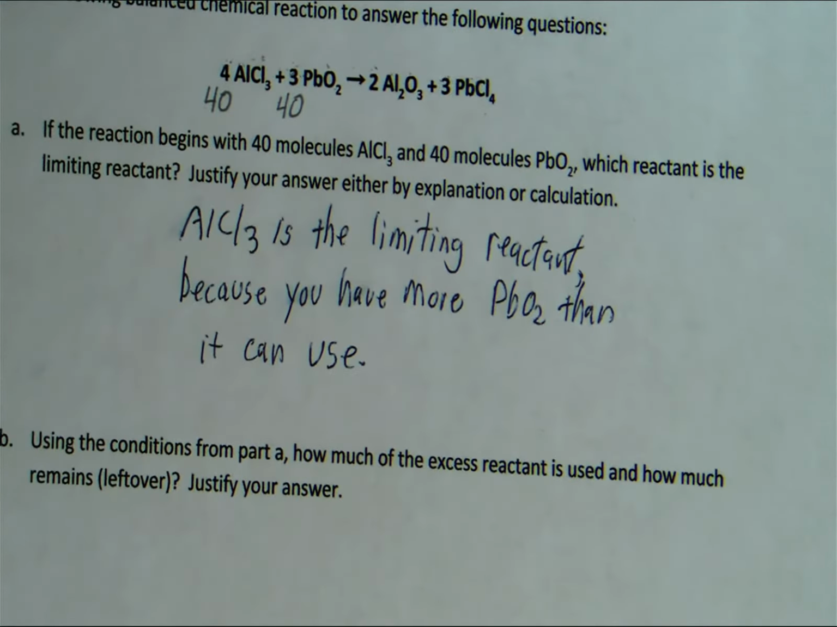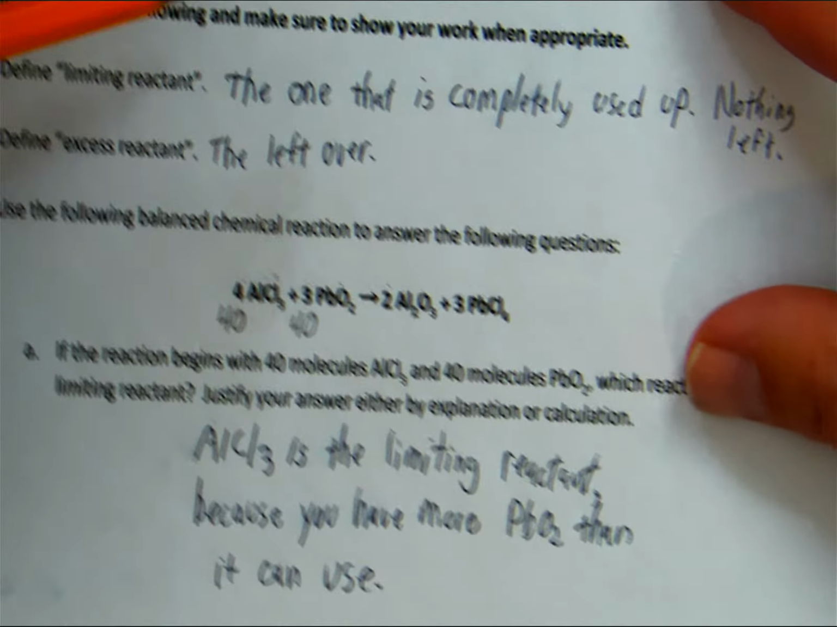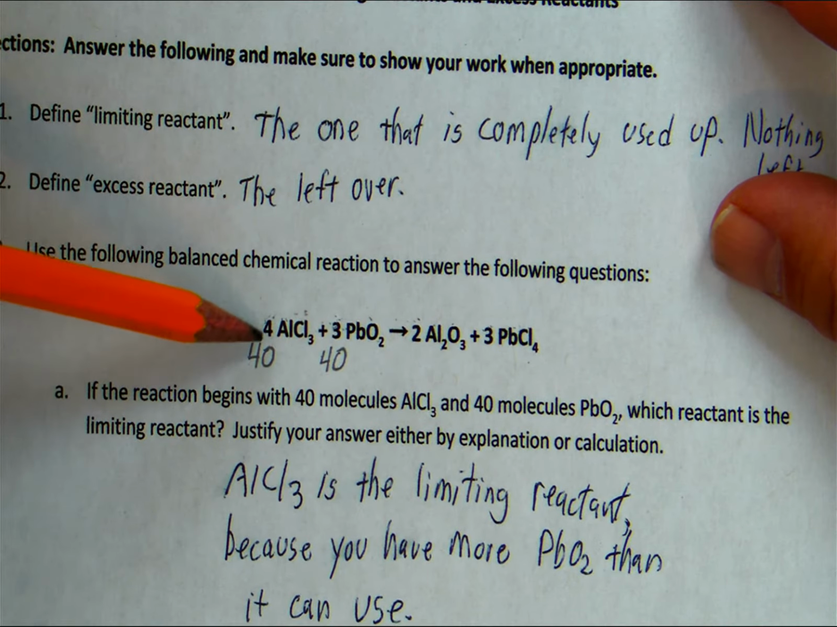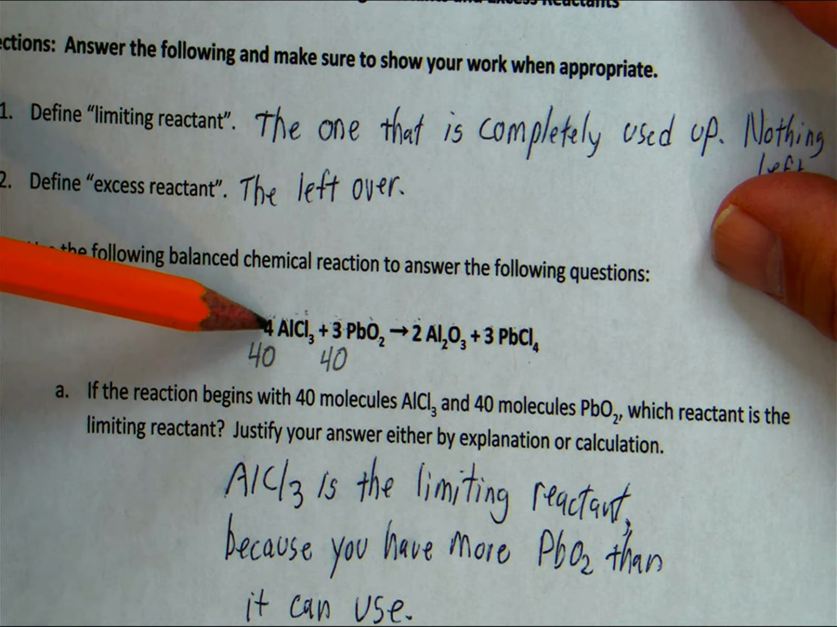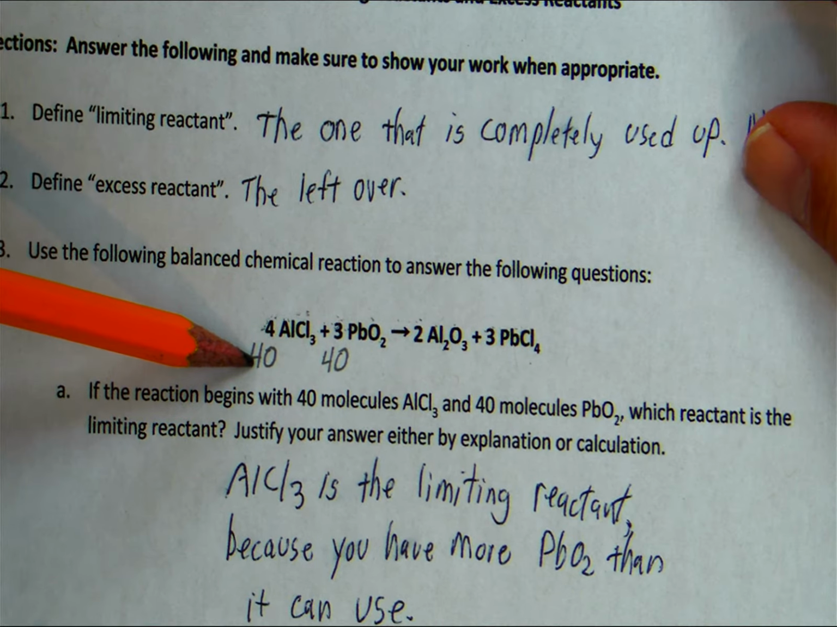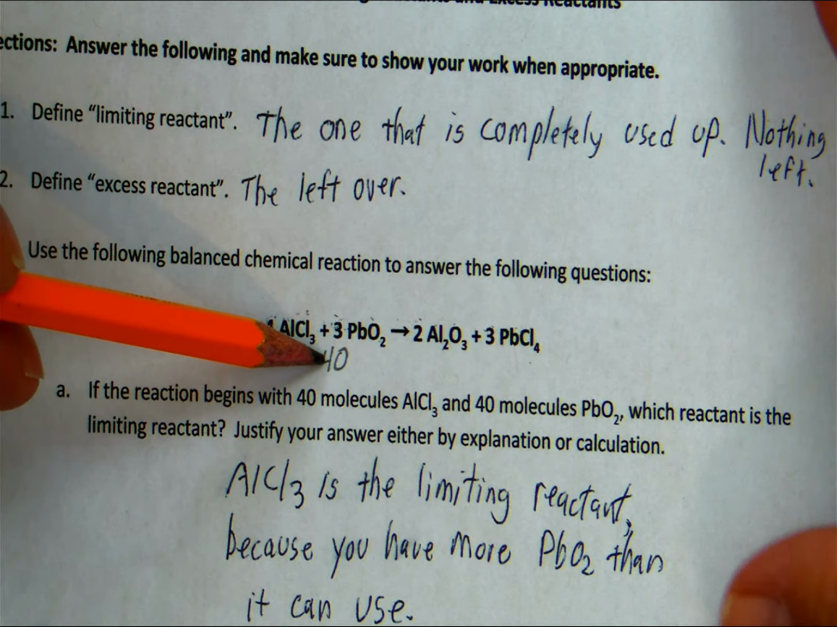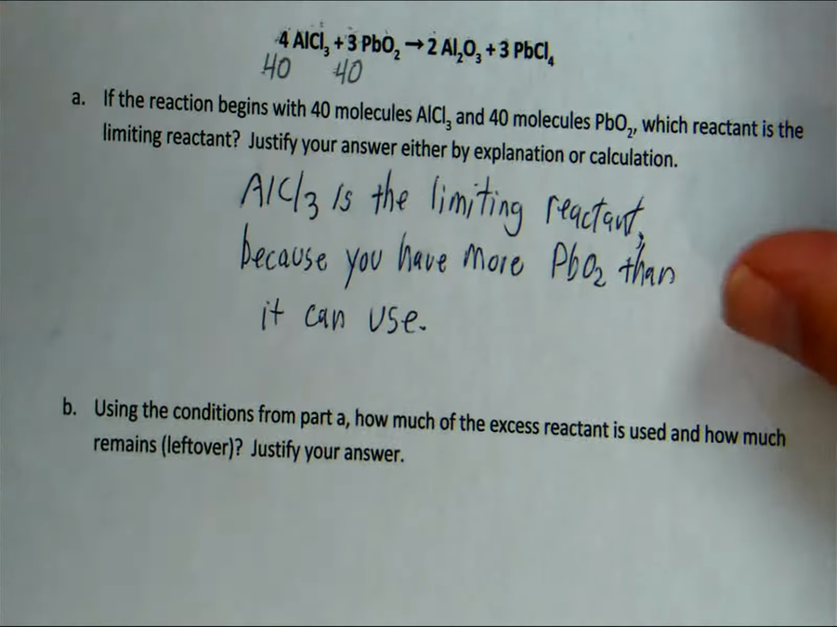Part B, using the conditions from part A, how much of the excess reactant did you use and how much remains left over? Justify your answer. Wow, I already kind of did the math verbally. So I said 4 times 10 is 40, okay? 3 times 10 is only 30 of these lead 4 oxides.